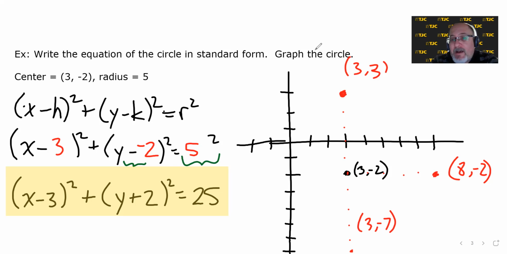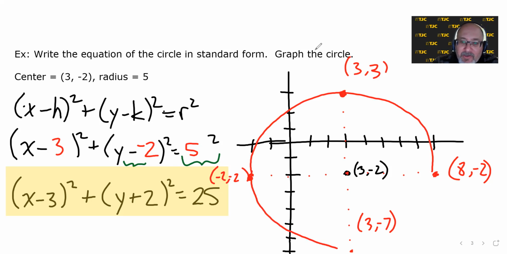And then if I go 5 to the left, it's 1, 2, 3, 4, 5. And I believe this point is at (-2, -2). I know it's -2 for y because it has the same vertical displacement as that point. But to find the x, we just went 3 minus 5 to get -2. I've got 4 points. I can loosely draw a circle.